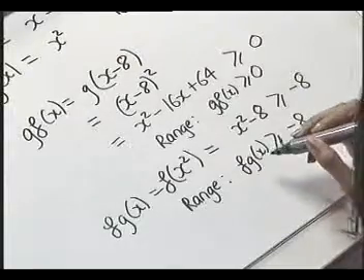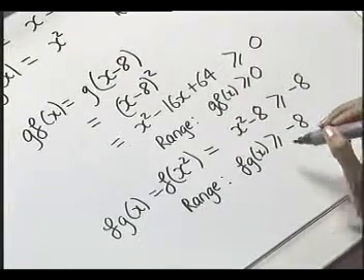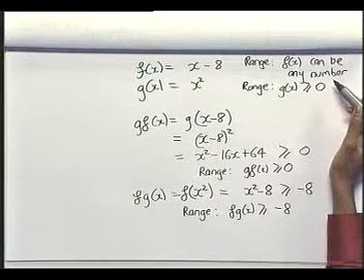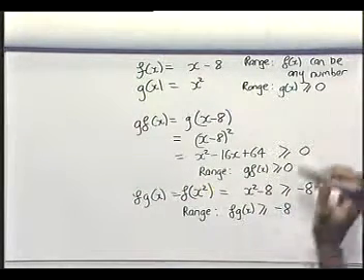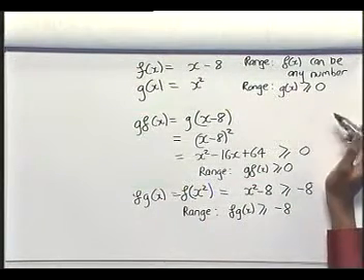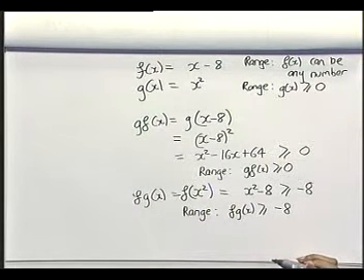Now, f g of x's range isn't the same as f of x's range, but it's certainly contained in the range of f of x. So these two examples show you that if you're given a composed function, the range must lie within the range of the second function you apply, but doesn't have to be all of it.